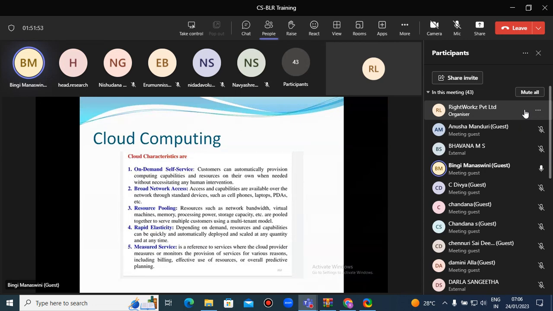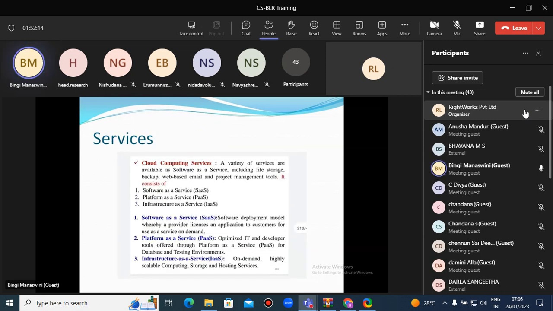Based on the resources and capabilities, expanding and scaling the capabilities, things like pay as you go. There are a variety of services in media.